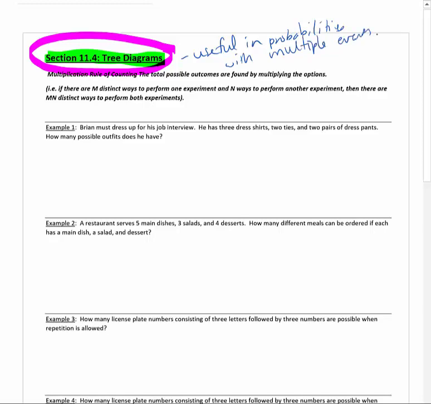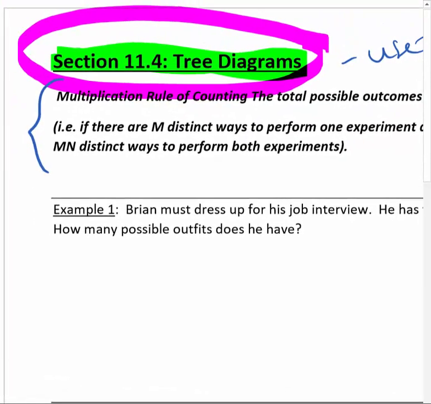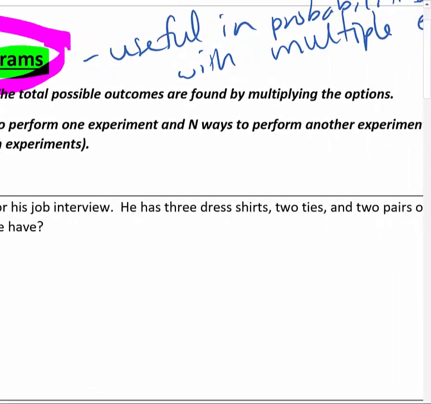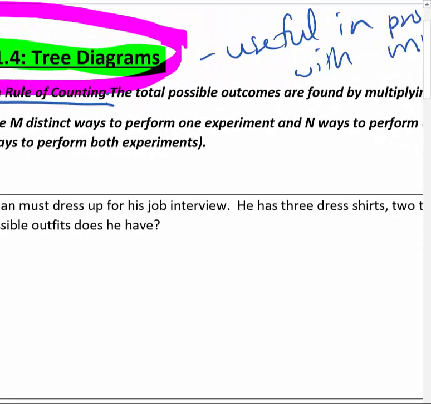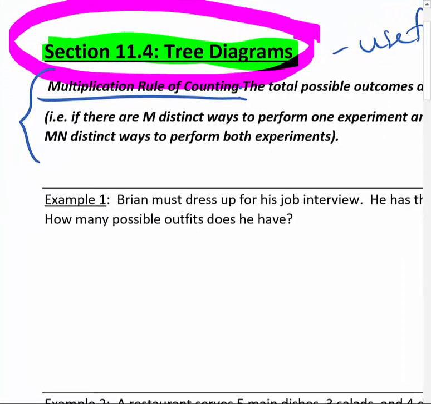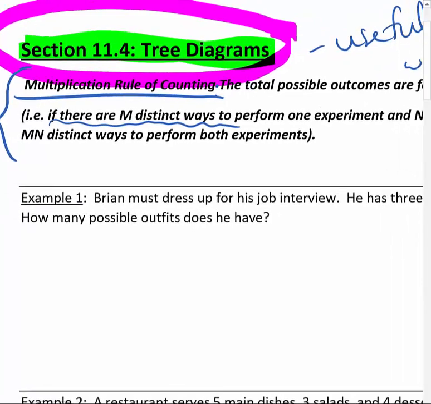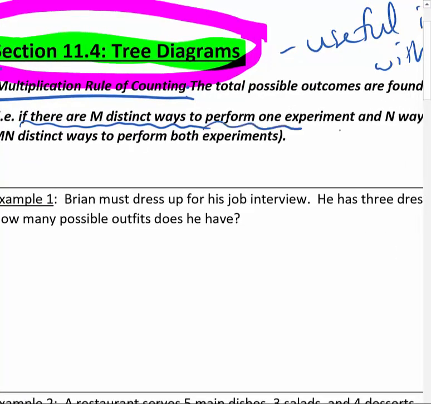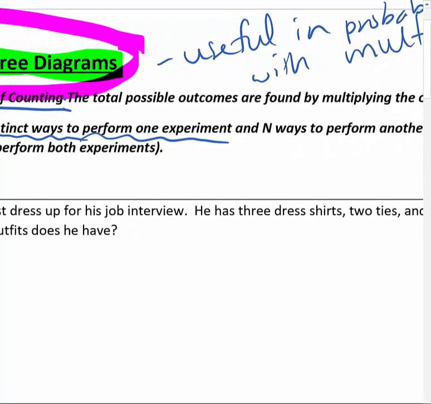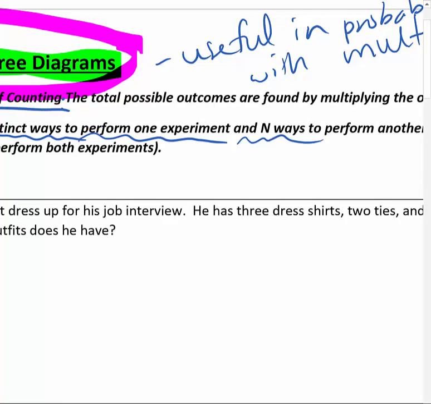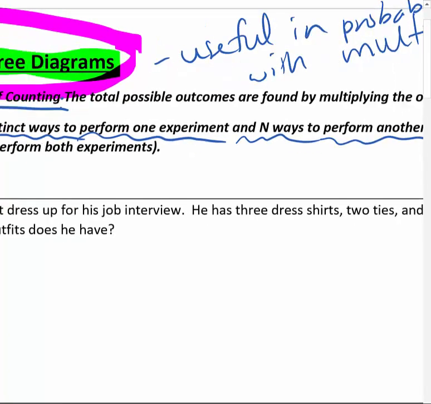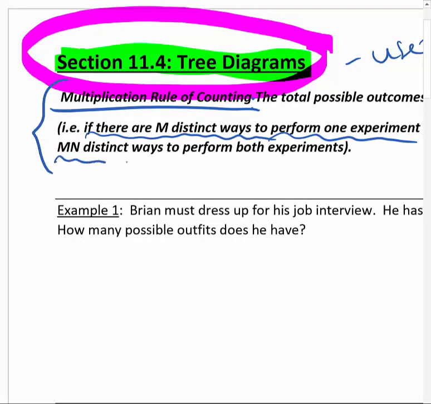events. Okay. So first thing that would help us is up here we have the multiplication rule of counting. It says the total possible outcomes are found by multiplying the options. In other words, if there are m distinct ways to perform one experiment, and m is some number, and n ways to perform another experiment, then there are m times n distinct ways to perform both experiments.